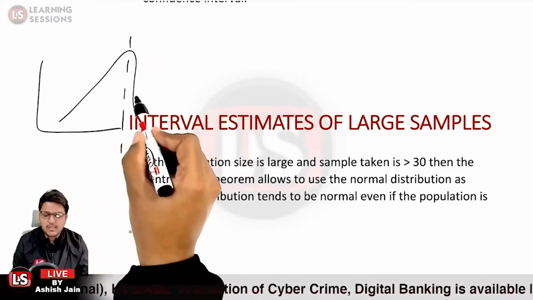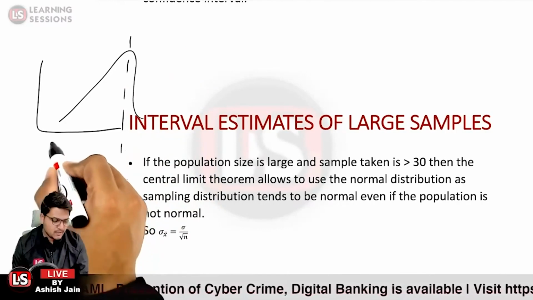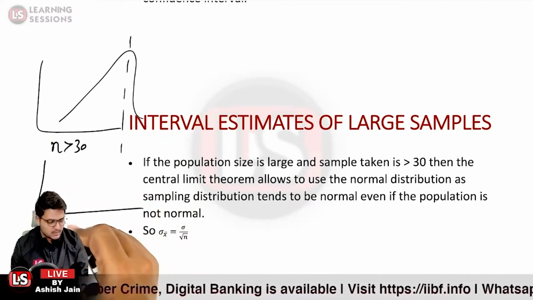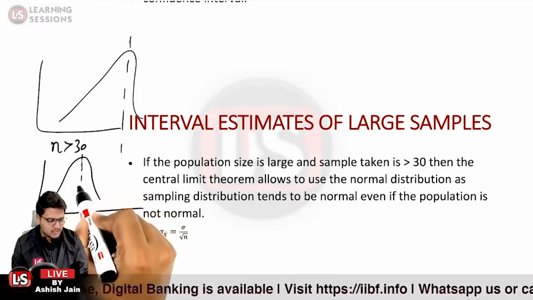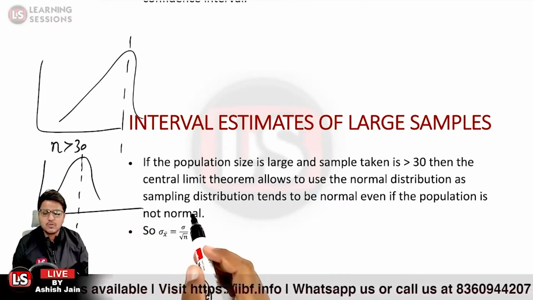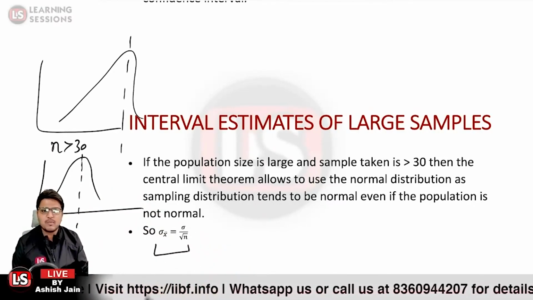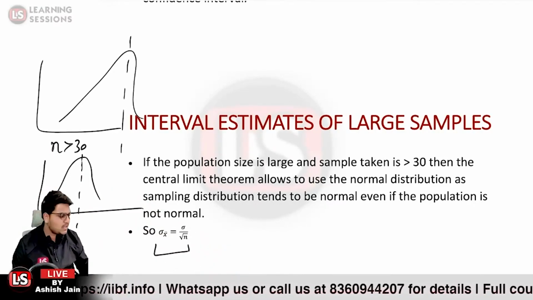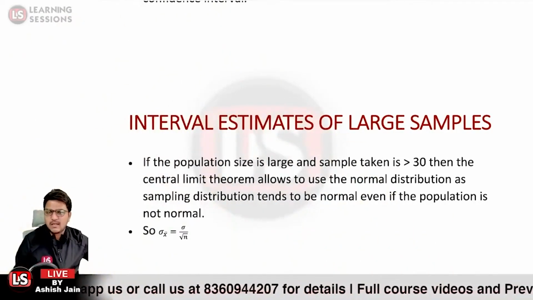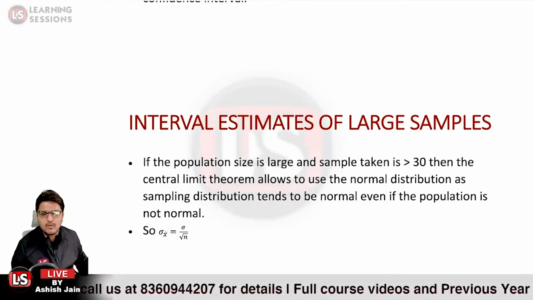But when it is related to a large population and n is greater than 30, in that particular case, the sampling distribution would be normal itself. It will be tending to normal. Okay, so in that case, we can also use the same criteria, sigma x bar is equal to sigma divided by the square root of n. So in that case also we can calculate the standard error by using the same formula over here.